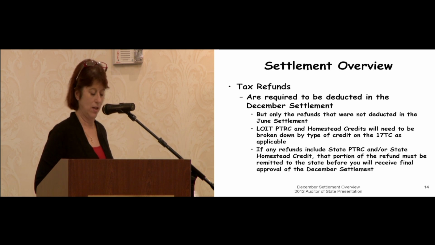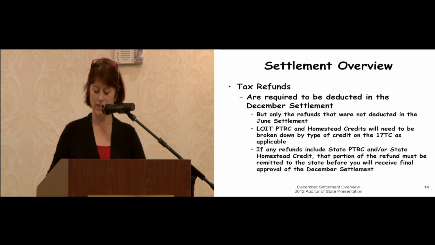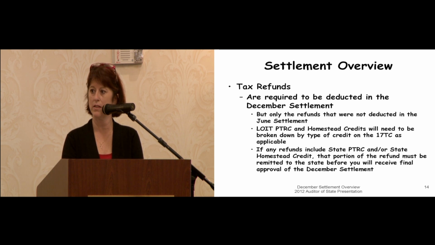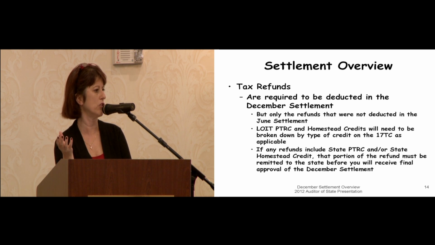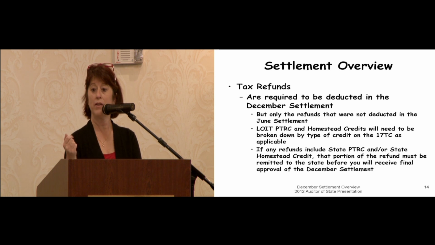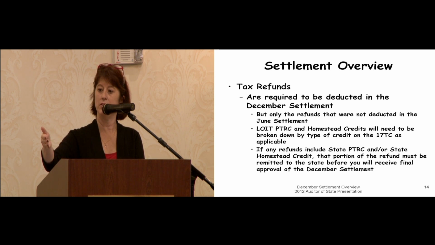Refunds. As you know, they have to be deducted this settlement. You're only going to deduct those for the year that you didn't already back out. You're not going to include what you already backed out in June, I guess is the best way to put it. Remember that the credit amounts need to be broken down because almost all refunds will have some kind of credit listed depending on the year and what it affected.